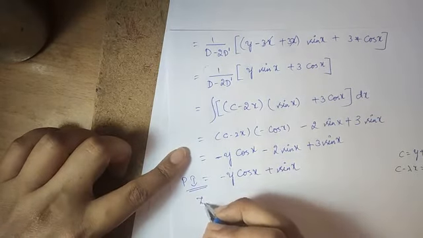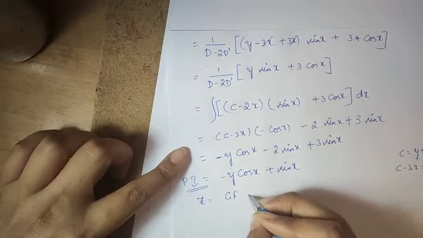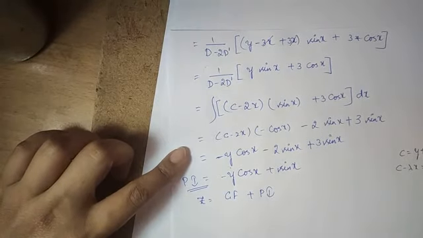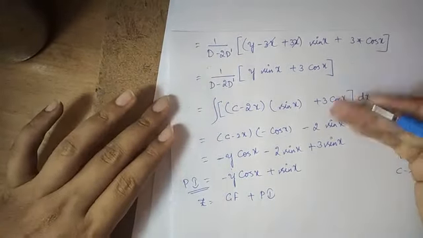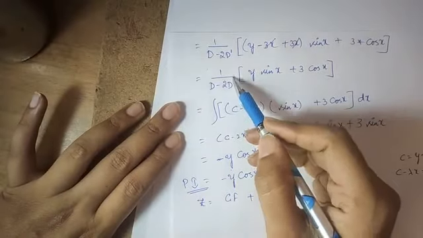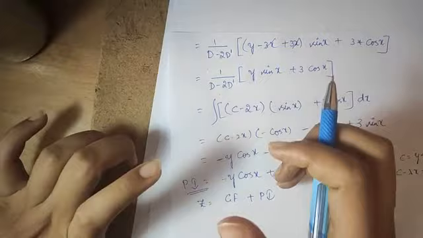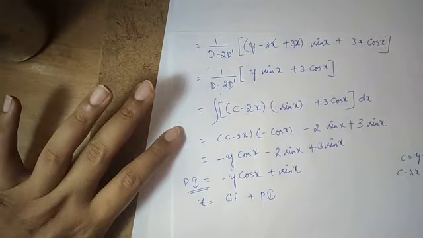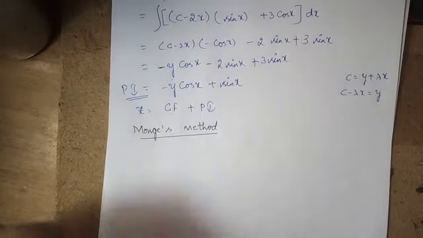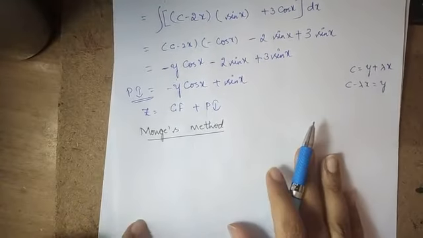So the final solution will be z is equal to CF plus PI. So I repeat, you can use this form only when you have the denominator in the form D minus lambda D dash, or else you cannot use this method. So the next method is Monge's method.